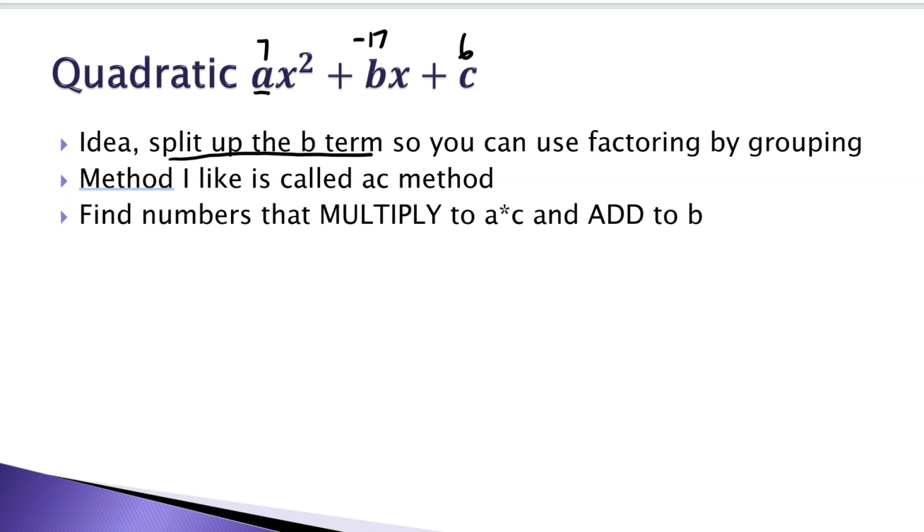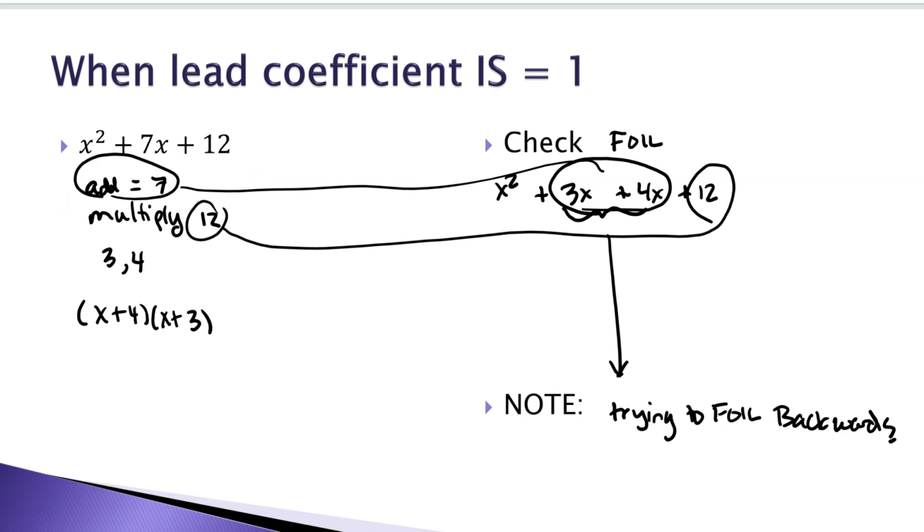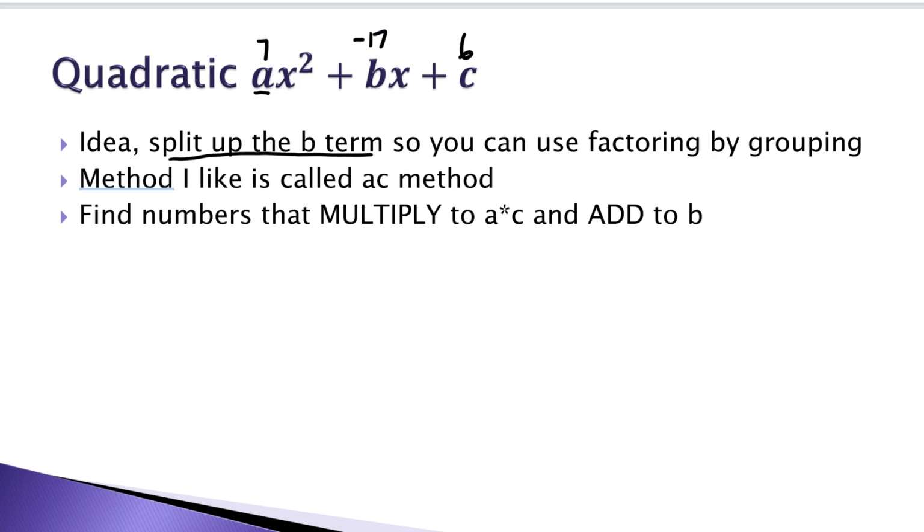It's very similar to what we did in the very first example, where we tried to find numbers that added to the B and multiplied to the C. The only difference is now, instead of multiplying to your C term, they have to multiply to A times C. But just like before, they have to add up to your B term. So let's try this out.